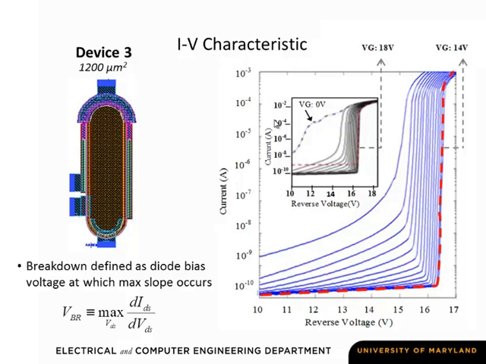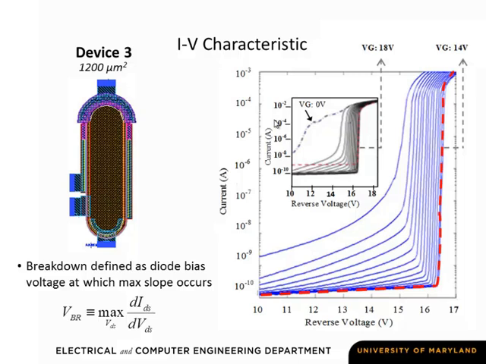As you increase the voltage on the peripheral gate from 0 volts up to 18 volts, you increase the voltage at which breakdown occurs. So we've quantified that voltage at which breakdown occurs as the diode bias, the reverse bias voltage, at which you achieve maximal slope. So for any family of curves like this, we can now characterize what the breakdown voltage is. Here is that IV characteristic for device 3, the short fat cigar.